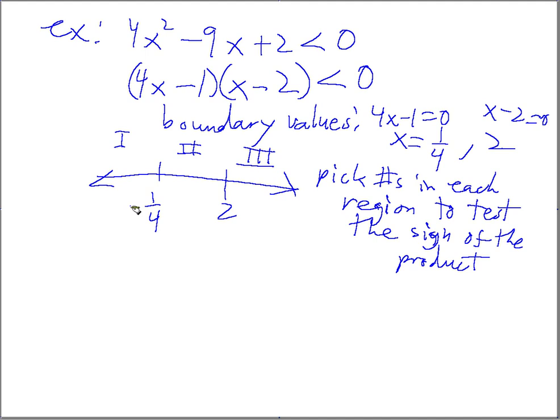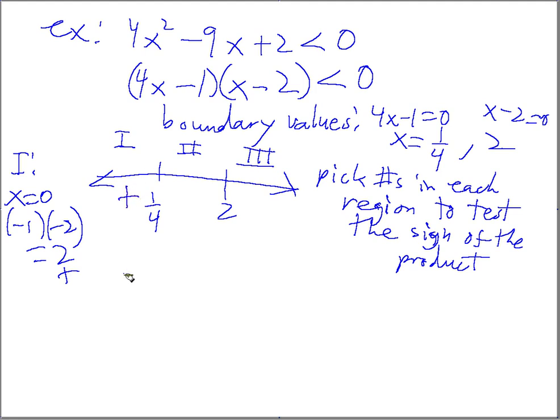All right. So again, let's figure out what's a number in here. Well, how about, what's less than 1/4? Well, a good number will be 0, right? Let's let x be 0 for the first region. So this is for region 1. If x is 0, let's plug it in. 4 times 0 is 0, so that's just -1. -1 times 0 minus 2 is -2. So that product is +2, and that's positive, right? So put a plus right here.